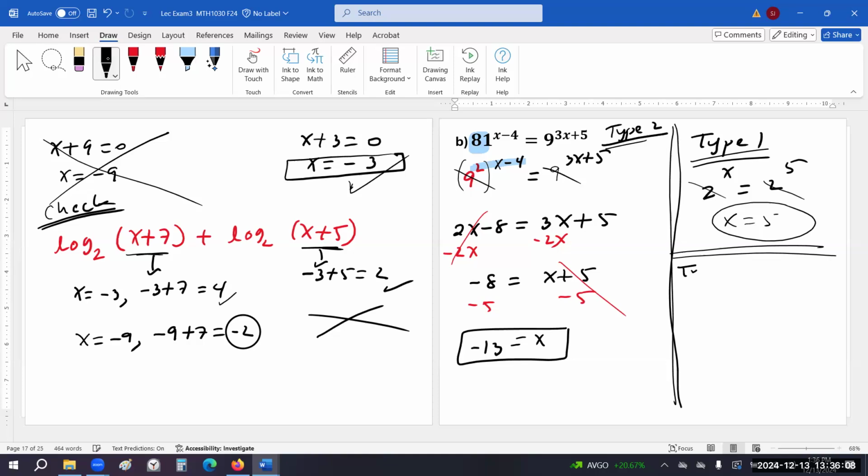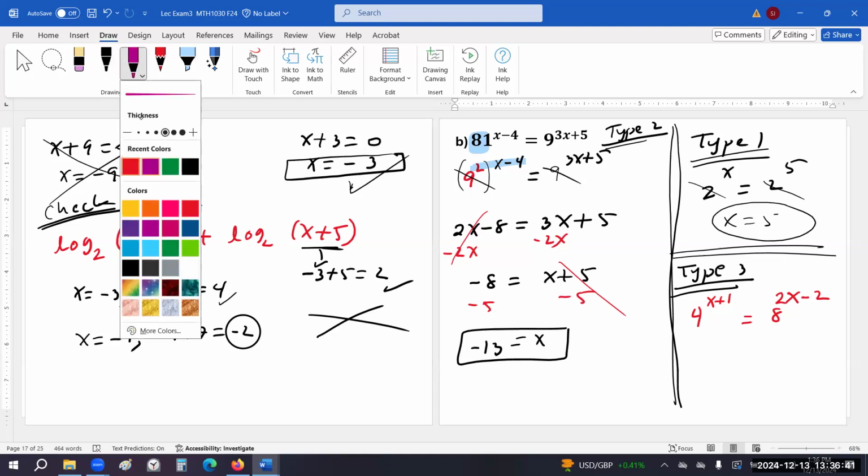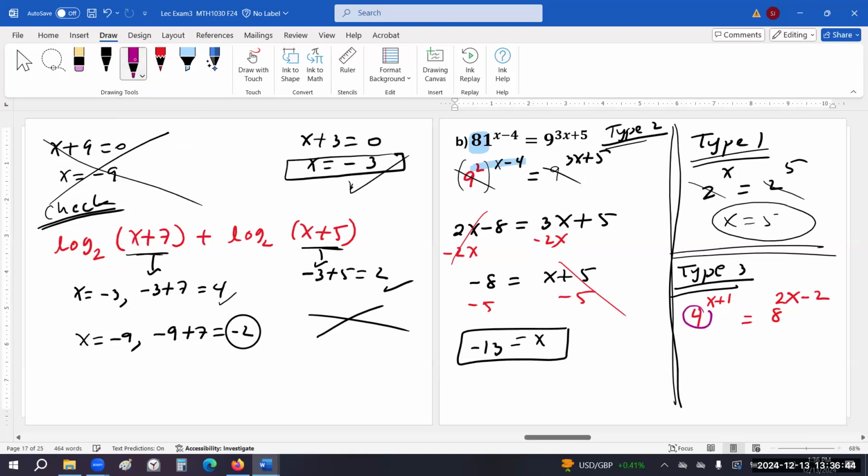Now we have another type. For example, 4 to the x plus 1 is 8 to the 2x minus 2. Okay. Can we rewrite 8 using 4 to some power? No. That means we need to rewrite both of them. So what number can we use as the same base to rewrite both 4 and 8? 2. So 4 is 2 squared and 8 is 2 cubed.